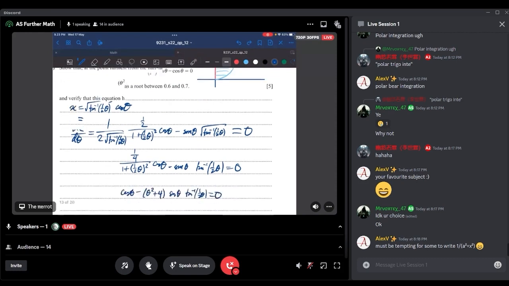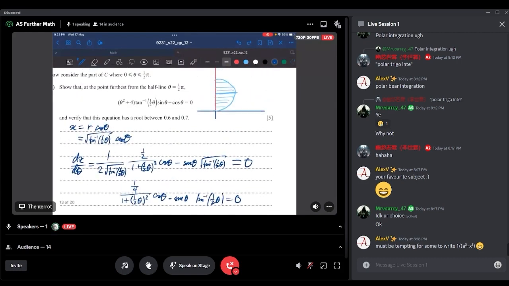And how do you show that there's a root between 0.6 and 0.7? This is just like normal pure 3 math. Just put 0.6. It'll give a negative number, maybe or positive, whatever. And 0.7, it'll be the opposite sign. And you just say that, oh, there's a change of signs, so there's a root in between. That's it.